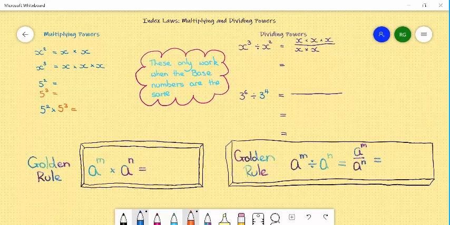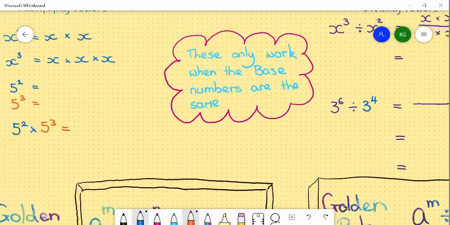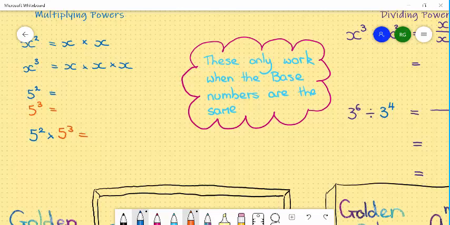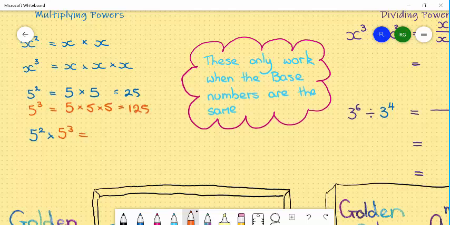So if I was to show 5 squared, that in fact means 5 multiplied by 5, which we know equals 25. Likewise, 5 cubed is 5 times 5 times 5, which equals 125.